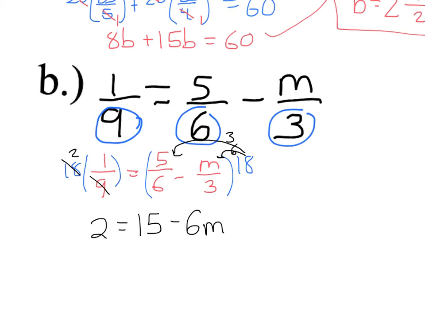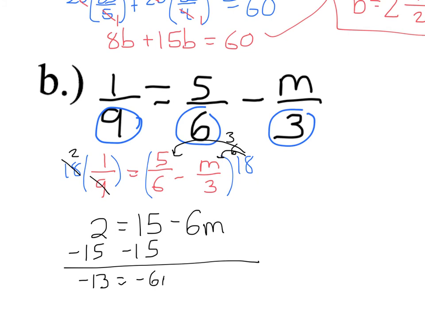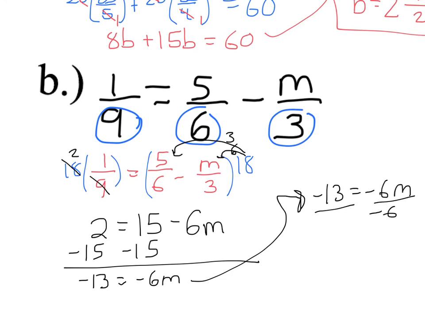And then you just finish and you solve the two-step equation. So let's subtract 15 from both sides. We have negative 13 equals negative 6m. I'm going to loop this over to here. Negative 13 equals negative 6m. Divide both sides by negative 6.